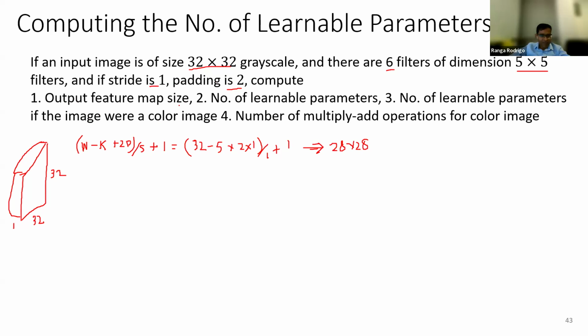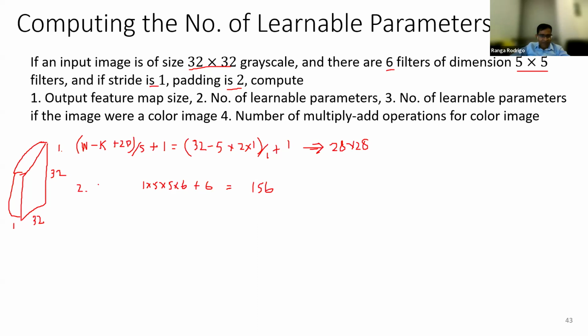Compute the output feature map size. Number of learnable parameters. To compute the number of learnable parameters, we have to consider how many convolution kernels are there. So these are 1 times 5 by 5 kernels. You have 6 of them. Plus for each of them there will be a bias, so 6. So 25 times 6 is 150, plus 6 is 156. 156 is the answer for that.